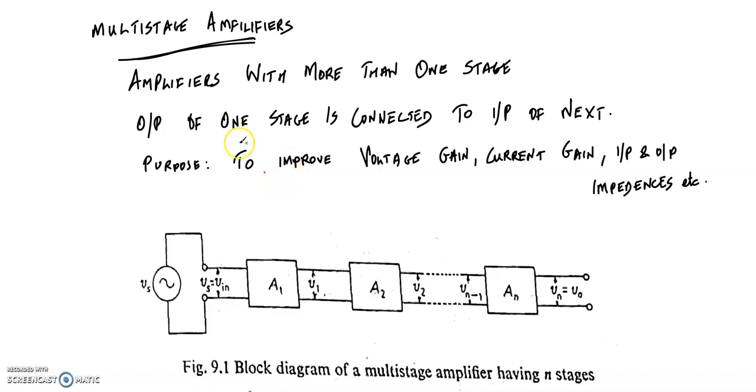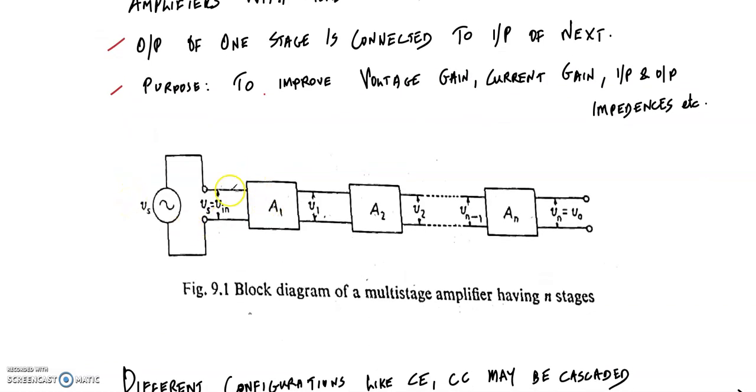Basically, multi-stage amplifiers is exactly what it sounds like. Multi-stage, more than one stage of amplifiers. So you'll connect the output of one stage to the input of the next stage. Why are we doing this? In order to improve some parameters like voltage gain, current gain, input impedance, output impedance, and so on. So you can control all these parameters better, as well as get improved values as per your requirement by doing this.